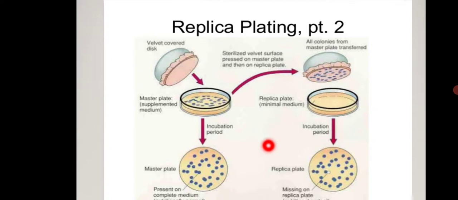Before replicating, you have to mark the plate at any end, just to differentiate which colonies are lacking. The colonies present on the master plate, suppose they are 10 in number, must also be 10 in number on this minimal medium. But if it is not 10 in number, it means there is a mutation.